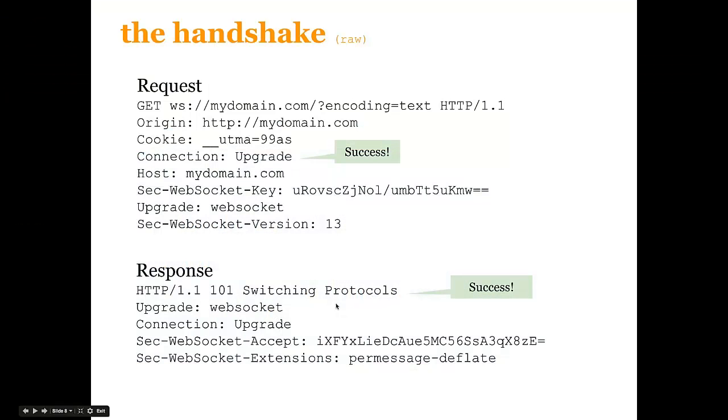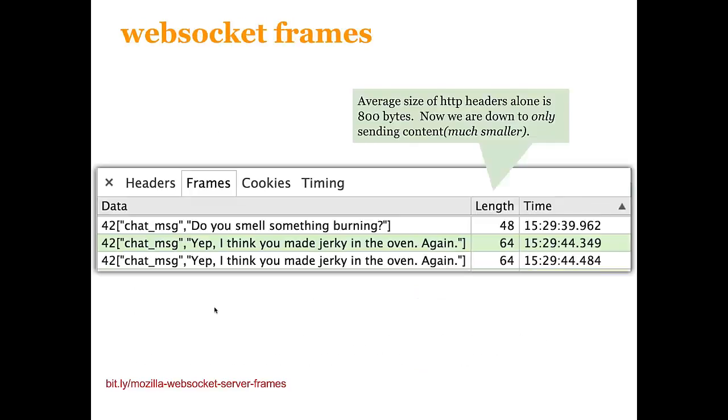The response from the server says, okay, I accept your request to upgrade the connection. We're going to now switch protocols and upgrade to the WebSocket type of connection. So when a WebSocket connection is established, depending upon the browser you're using, you'll be able to see the frames, the messages that are being sent back and forth from client to server or server to client.